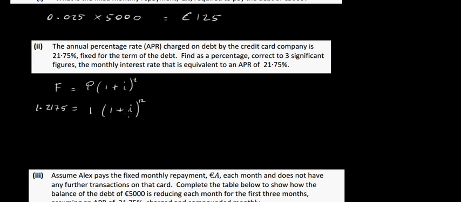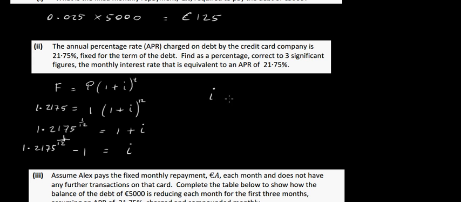Now all we've got to do is work out what this I would be. This thing here is raised to the power of 12, so we've got to get the 12th root of both sides. In other words, 1.2175 to the power of 1/12 is going to be equal to 1 plus I on this side. I want to get I on its own, so I is just going to be 1.2175 to the power of 1/12, and then we've got to subtract this 1 from our answer.